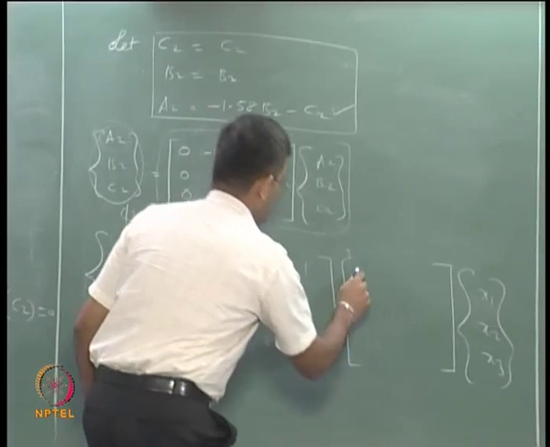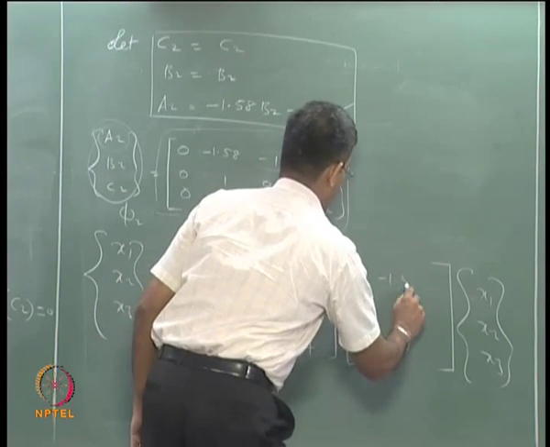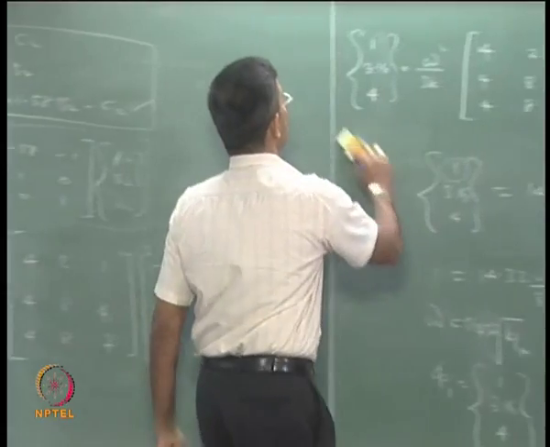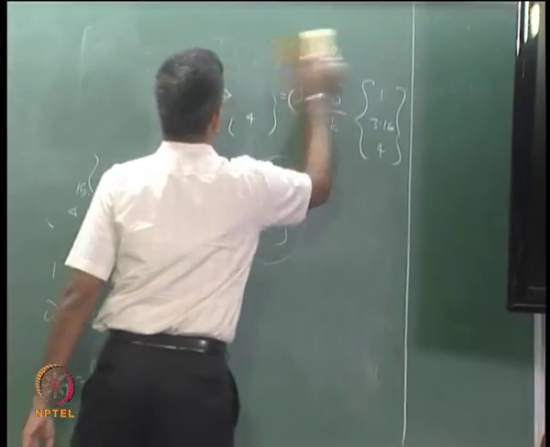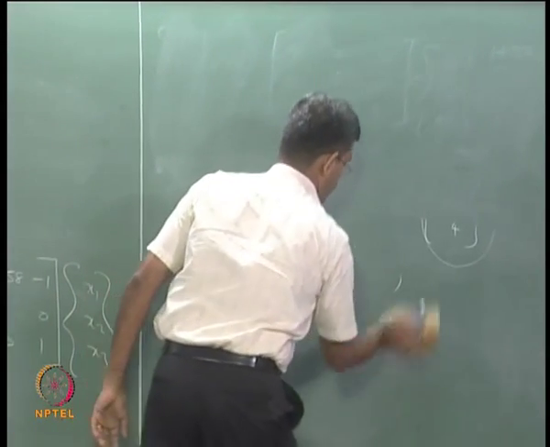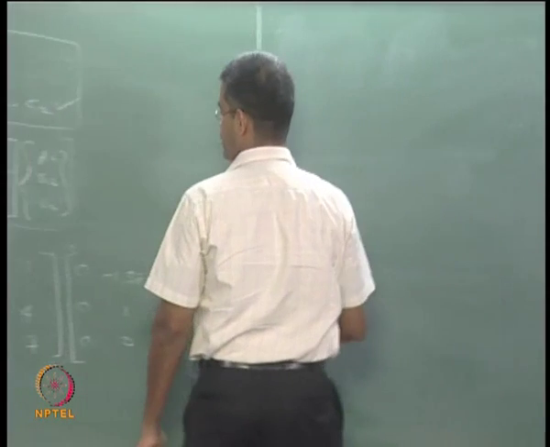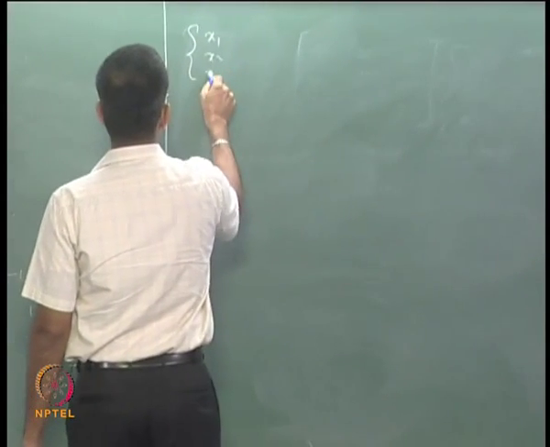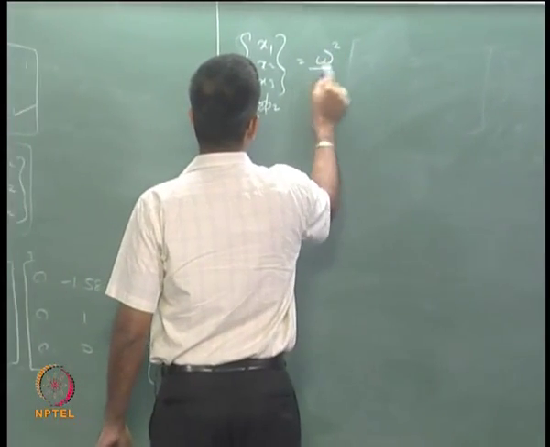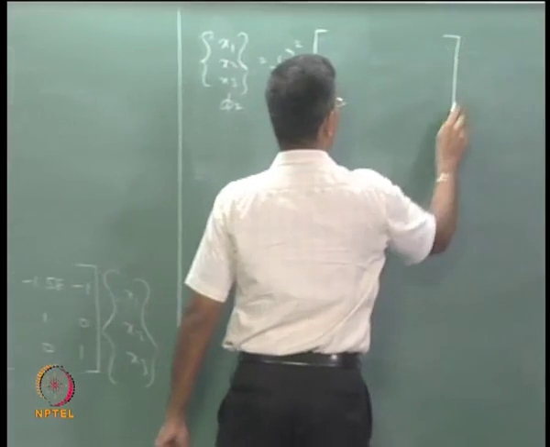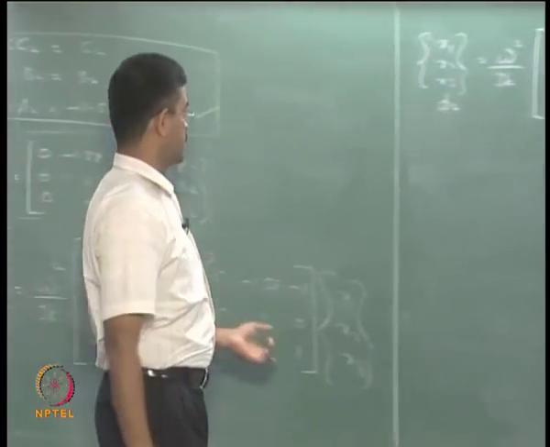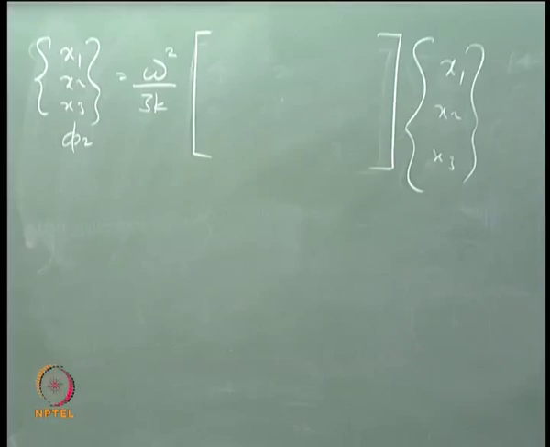Okay, so let us do that. 0 0 0, minus 1.58, minus 1, 0 1 of this. So I simplify this, I get a control equation now which is going to be iterated to get omega and phi, which will be the second degree of freedom. So I should say here x1 x2 x3 of, this is actually the second mode, which is going to be omega square by 3k of this matrix of x1 x2 x3. So multiply these two matrices and get me this matrix, which is the control matrix now.